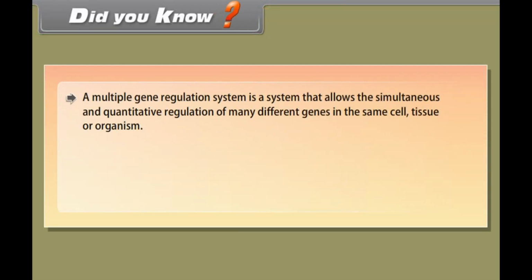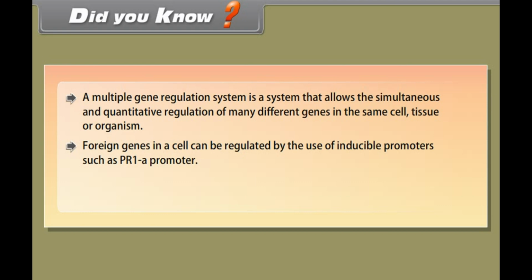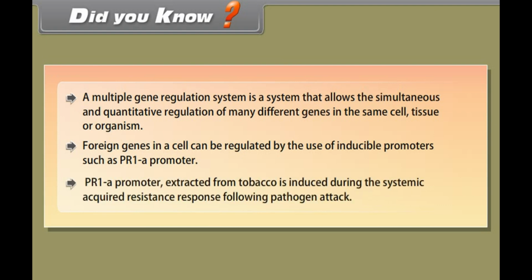Did you know? A multiple gene regulation system is a system that allows the simultaneous and quantitative regulation of many different genes in the same cell, tissue, or organism. Foreign genes in a cell can be regulated by the use of inducible promoters such as the PR1A promoter. PR1A promoter extracted from tobacco is induced during the systemic acquired resistance response following pathogen attack.